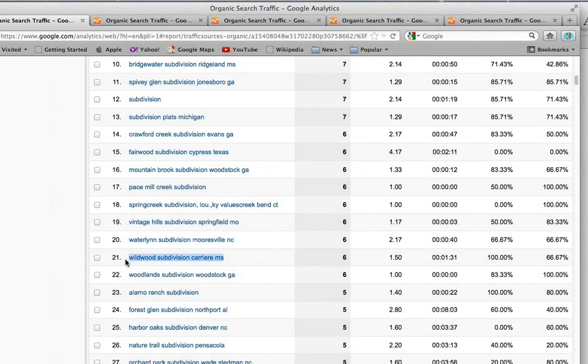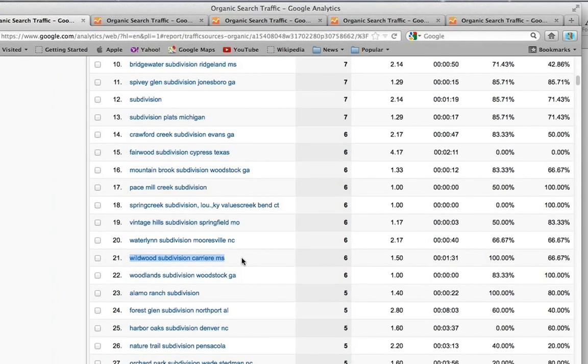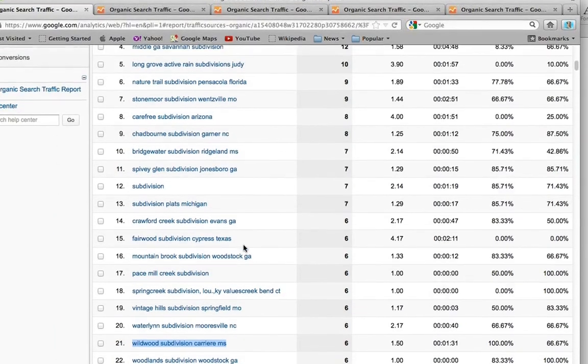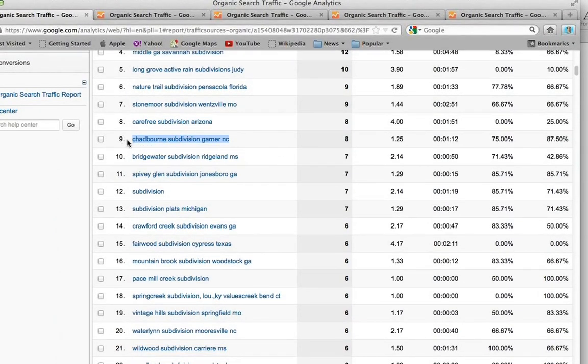The Wildwood subdivision in Carriere, Mississippi. It was only done 6 times, but this person's looking for something pretty particular and pretty specific. The example that I'm going to show you guys is the Chadbourne subdivision in Garner, NC. In the course of the last 30 days, this exact version of the keyword phrase was searched for 8 times, and 75% of those were new. So 6 brand new people landed on this Active Rain post that I'm going to show you using this keyword query. It's not 50,000 clicks.